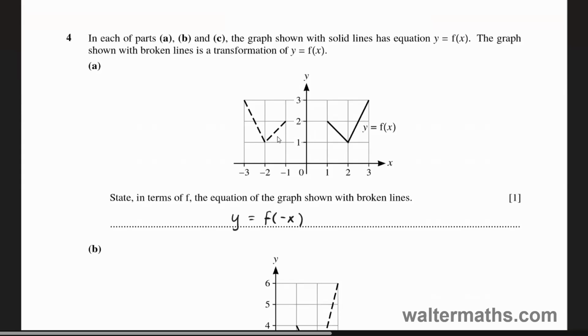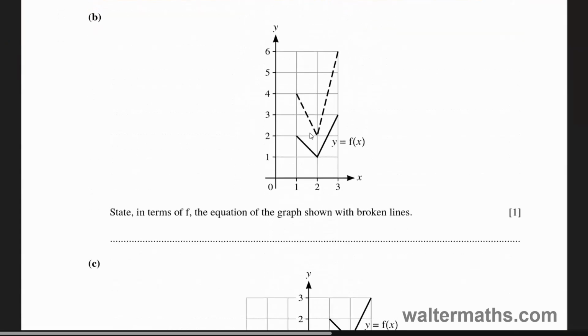Here, we had done part A earlier, but we want to focus on part B. Remember, they'd said here that the graph with solid lines is y is equal to f of x, and the graph with broken lines is the transformation of y is equal to f of x. And now here on part B, they say we should state in terms of f the equation of the graph shown with broken lines. Right, so I think you can see that we essentially have a vertical stretch going on.